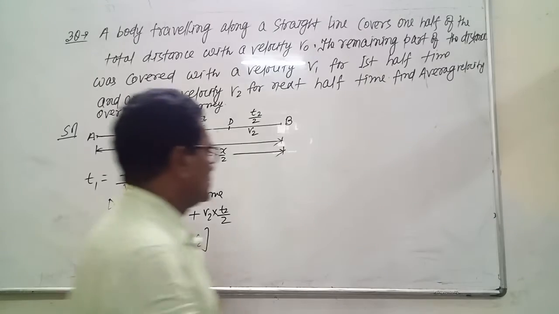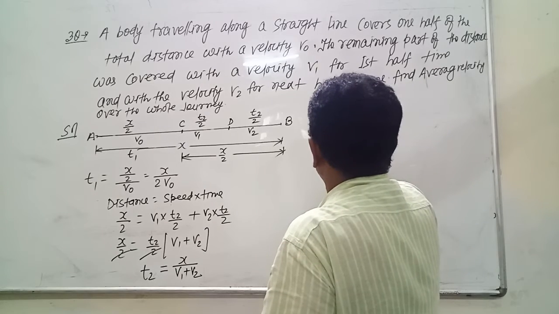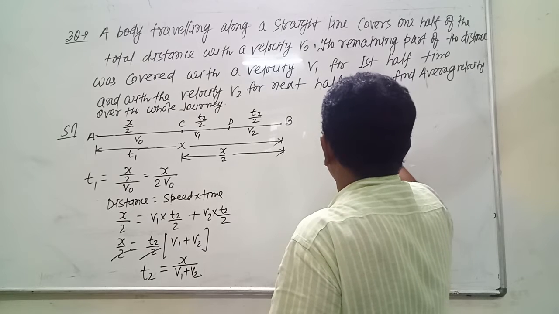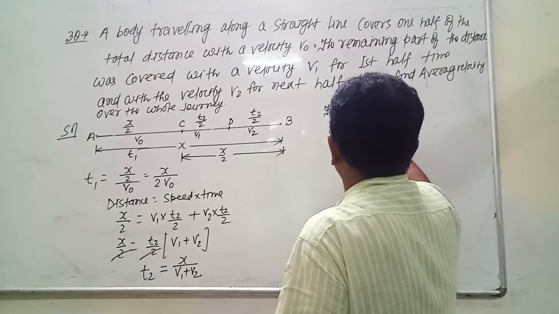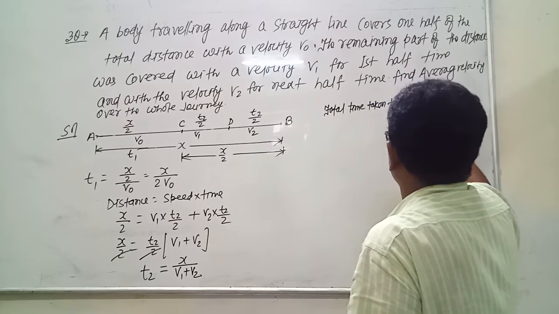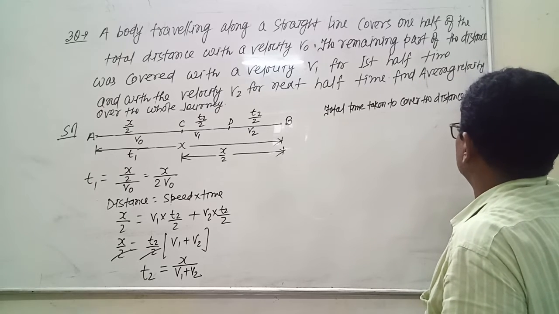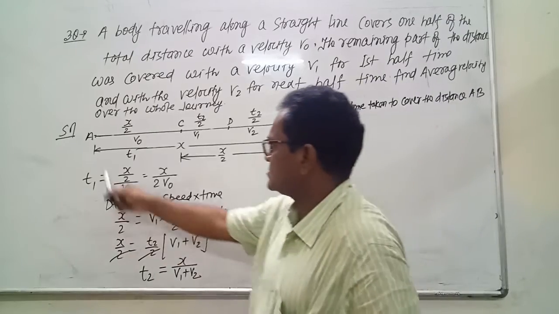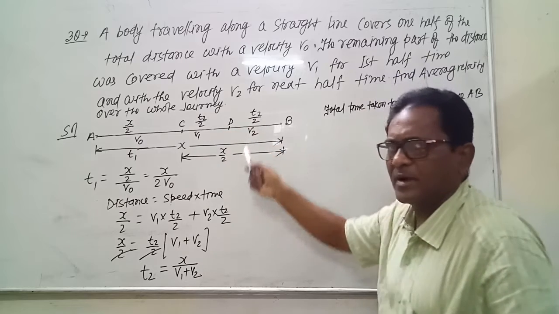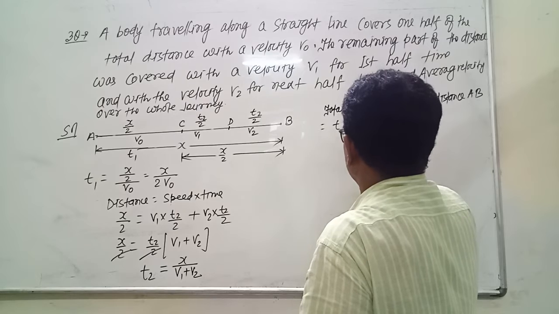Now we will calculate the total time taken to cover the entire journey, the distance AB. The total time is T1 plus T2. T2 by 2 plus T2 by 2 becomes T2. So the total time is T1 plus T2.